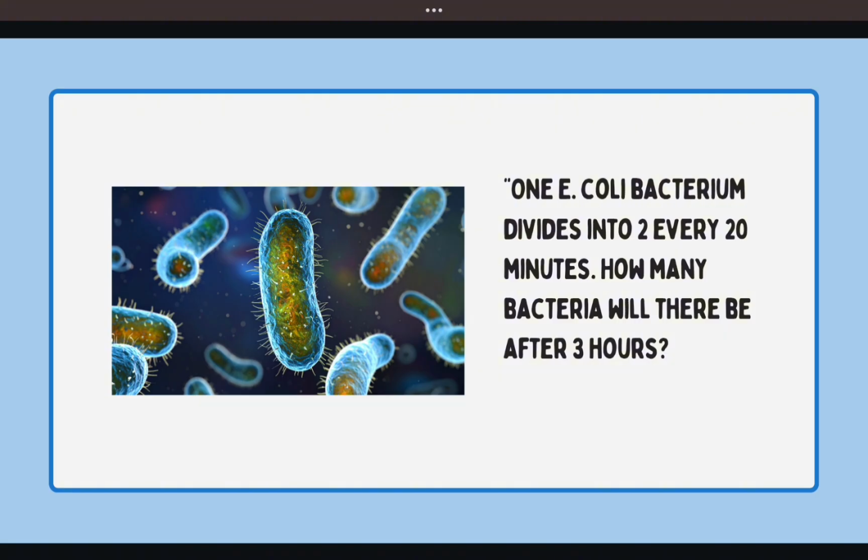Here's our main problem. One E. coli bacterium divides into 2 every 20 minutes. How many bacteria will there be after 3 hours?